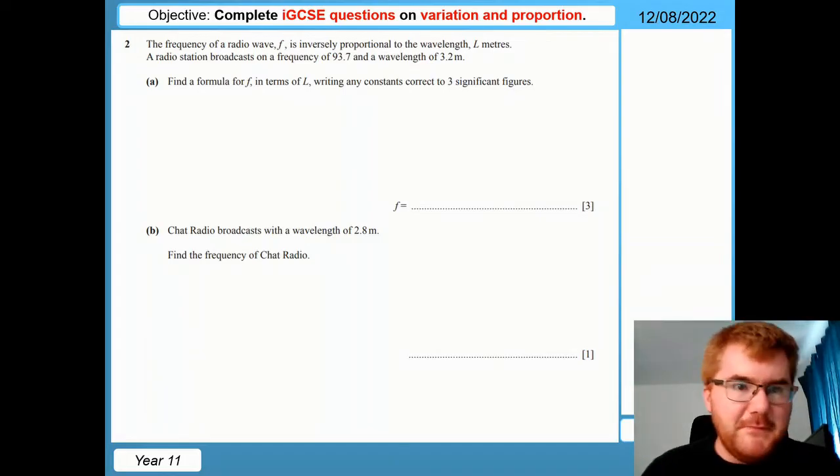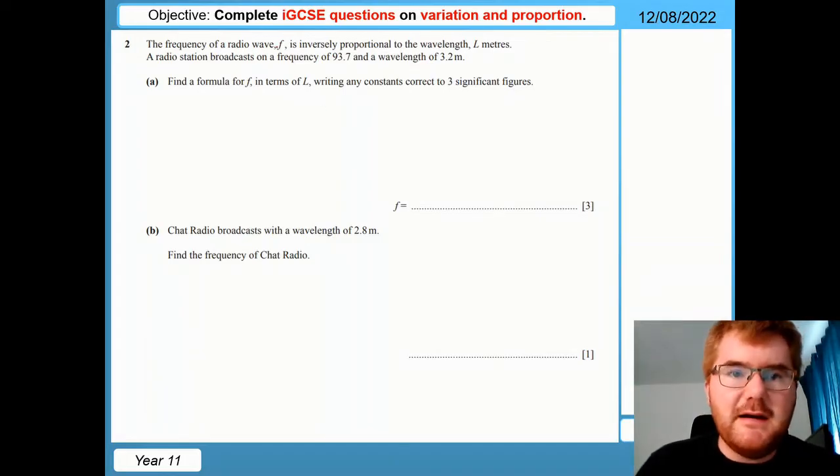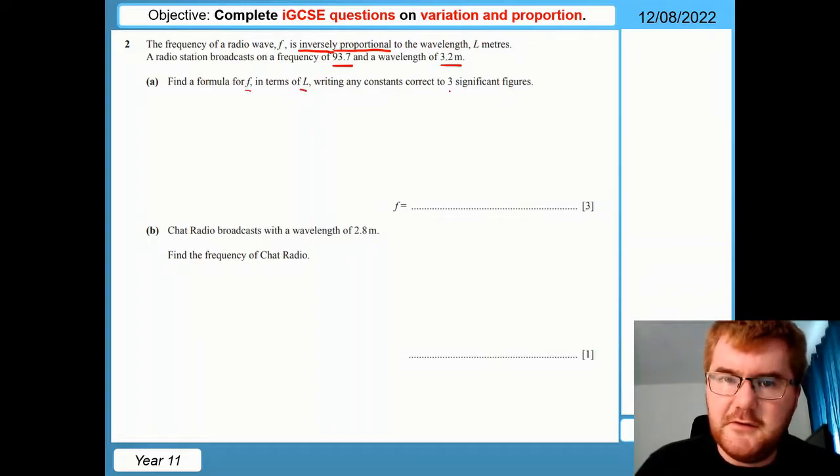Right, let's continue. So the frequency of a radio wave f is inversely proportional, that's a really important phrase, to the wavelength L meters. A radio station broadcasts a frequency of 93.7, which we'll come back to, and a wavelength of 3.2 meters. Find a formula for f in terms of L, writing any constants to 3 significant figures.